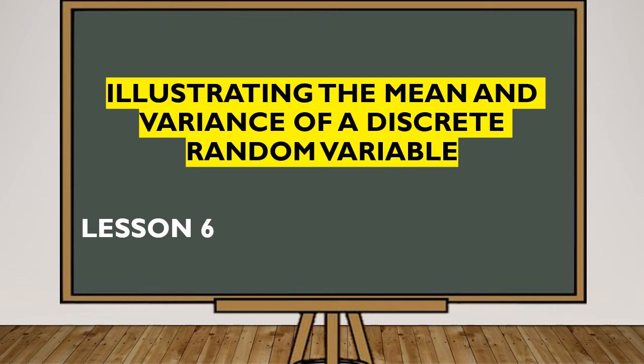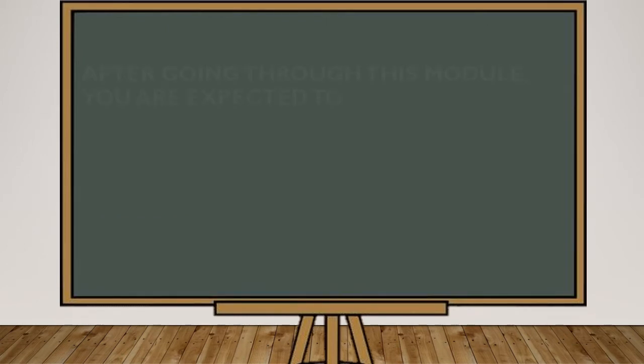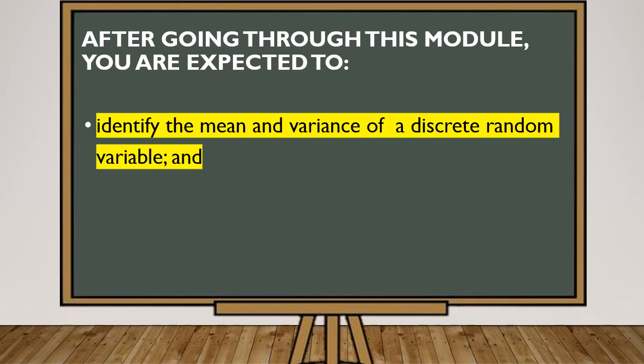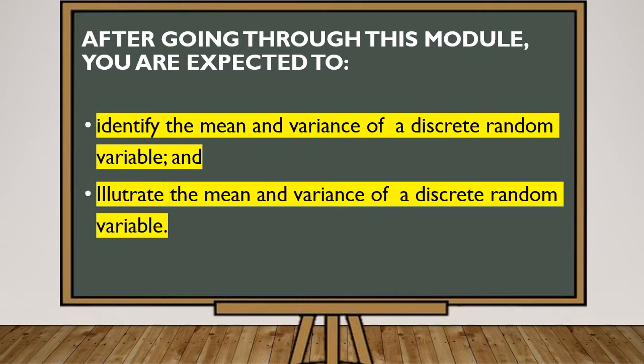Variance of a discrete random variable. So this is lesson 6. For this lesson, you're expected to identify the mean and variance of a discrete random variable and illustrate the mean and variance of a discrete random variable.